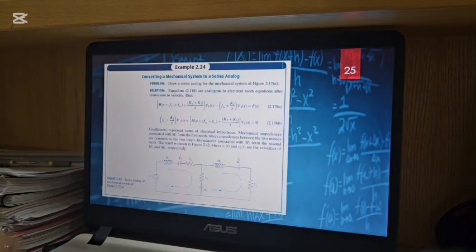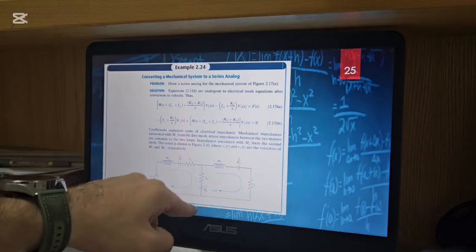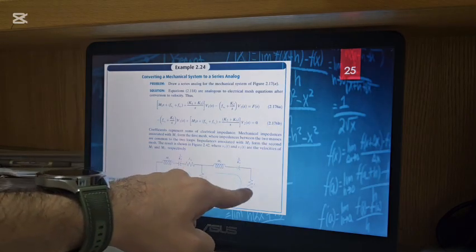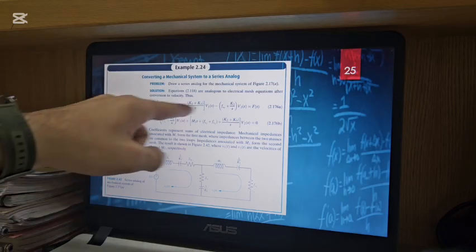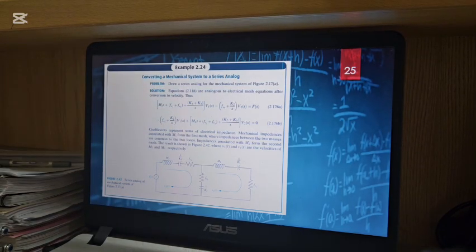And here we have the schematic diagram of this problem. Here we have M1, which is the inductor, we have the capacitor, we have the impedance, and also here we have impedance, inductor, capacitor and impedance, and this is the voltage supply. So that was the equation for mesh, which is the series analog problem. And thank you for listening.